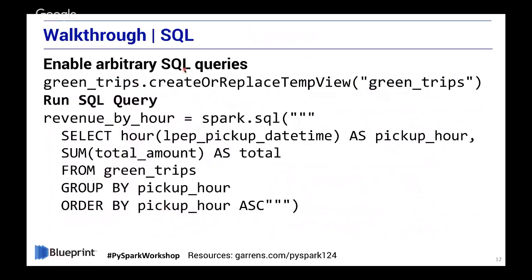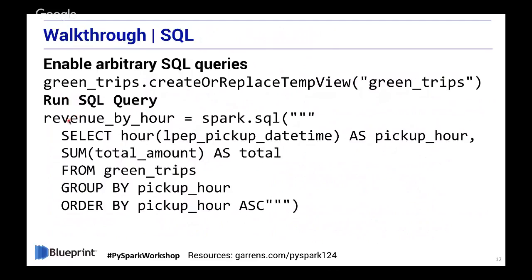So there is a way within Spark. This is kind of a really fun way to work with it. If you're more comfortable with running SQL queries, you can just call greentrips.create or replace temp view and pass in a string, greentrips. And so now you can actually run any arbitrary SQL query that you want.